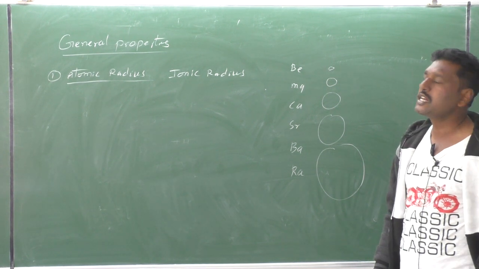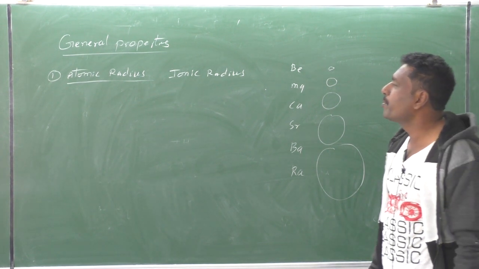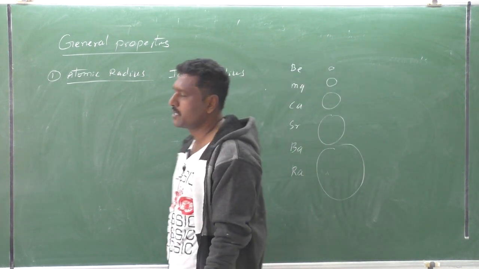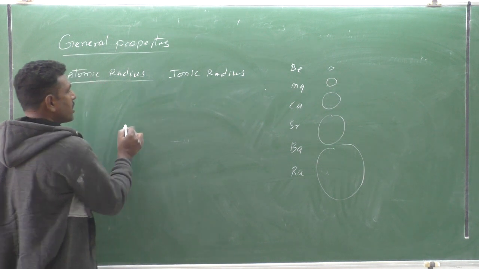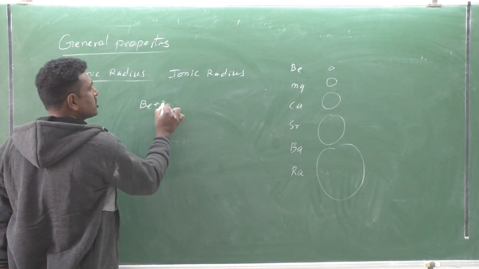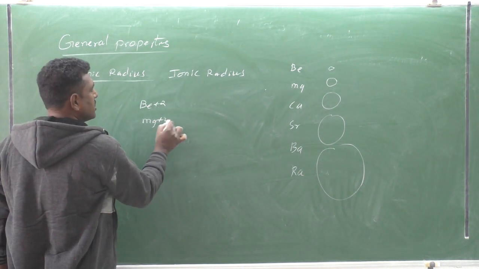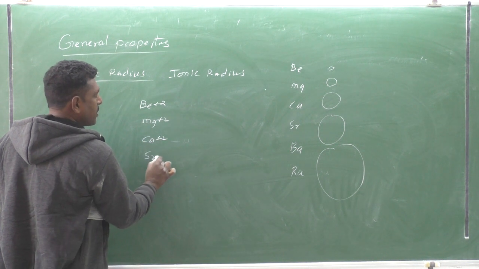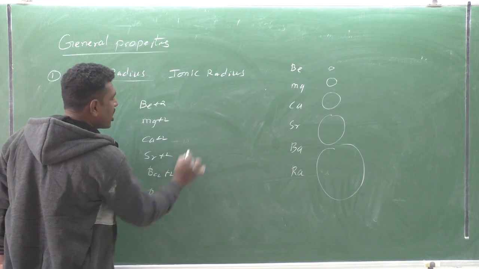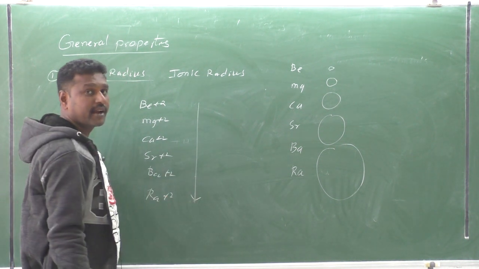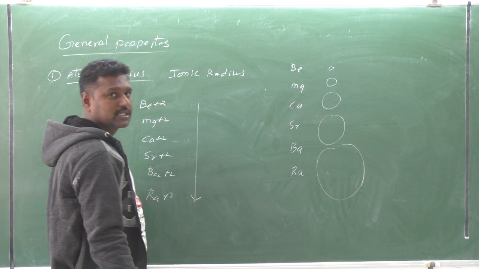Atomic radius gradually increases because the number of shells increases. It is also observed in the ionic radius. For example, Be2+, Mg2+, Ca2+, Sr2+, Ba2+, Ra2+. If you take all these, the ionic radius also increases.